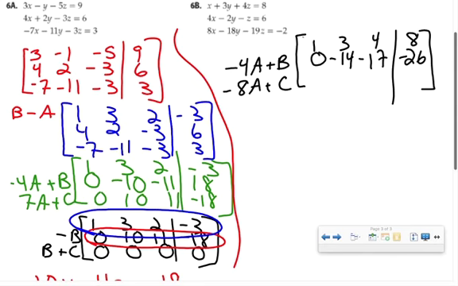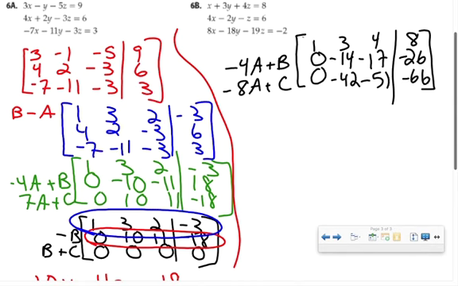-8 times 1 is -8. -8 plus 8 is 0. -8 times 3 is -24. -24 and -18 is -42. -8 times 4 is -32. -32 and -19 is -51. -8 times 8 is -64. -64 and -2 is -66.